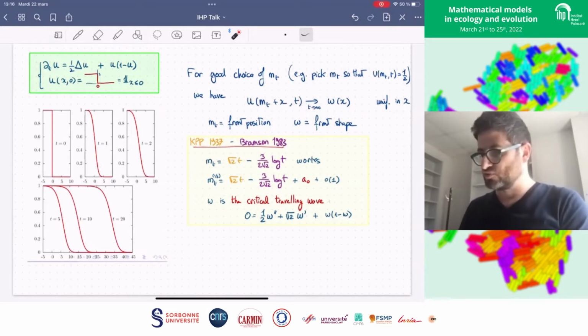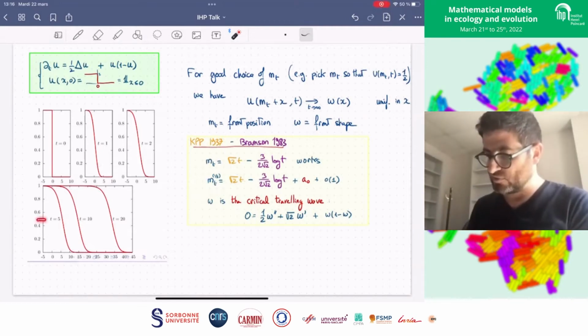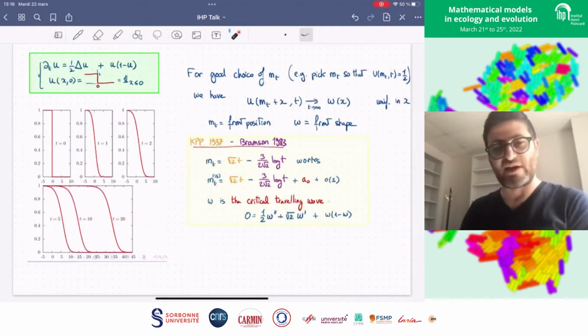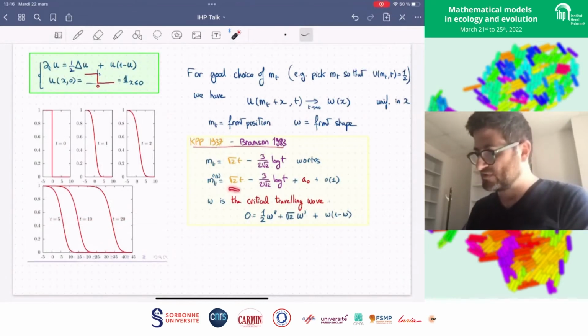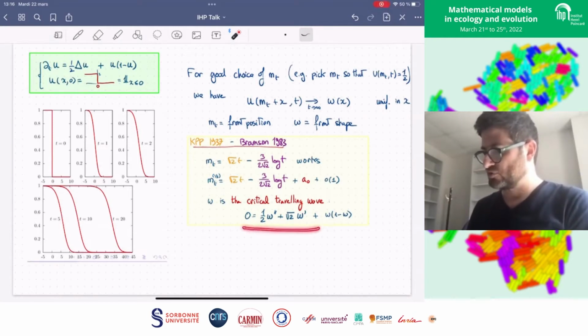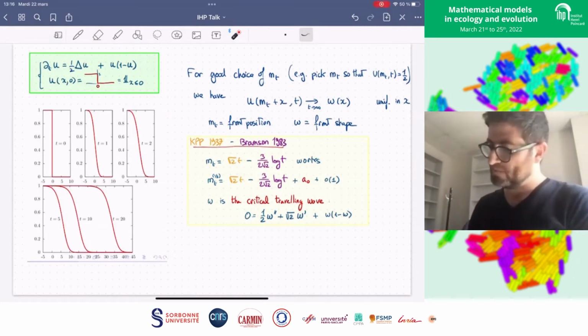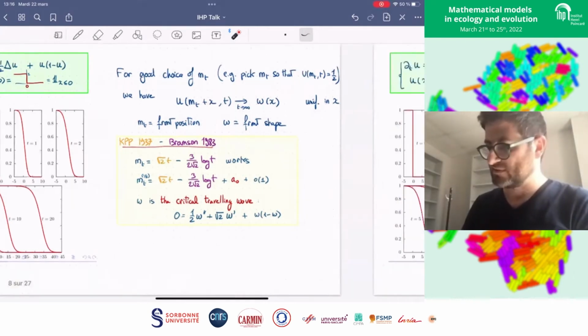But you could also choose m_t to be the point where at time t this function u is equal to 1/2. So you cut at 1/2 and you look at this point, and that's your m_{1/2}(t). Then it's going to have the same development, with some constant here and a small o of 1 term. And this w, the shape to which you converge, of course, is the critical traveling wave, as is well known. I'm saying the critical traveling wave because the solutions to this ODE are unique up to a horizontal shift. Okay, so this is very classical.